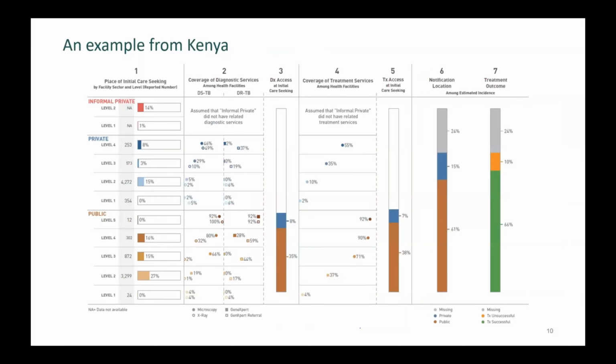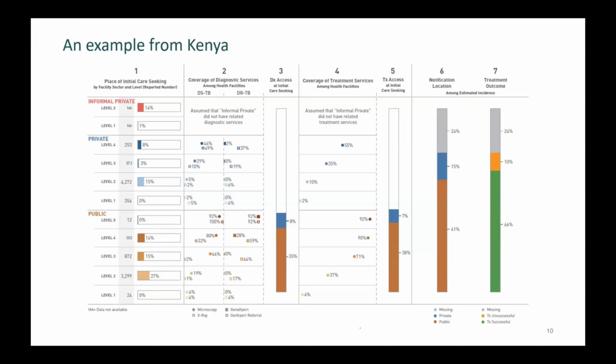Now, I want to take an example from Kenya to show a bit more detail and to move into thinking about how programs can use this information. The example from Kenya is visually slightly different than the aggregate survey, and that was a preference from Kenya, in large part because they had more data than we had at the aggregate level. So in Kenya, as you can see, there's important use of the public and the private sectors.